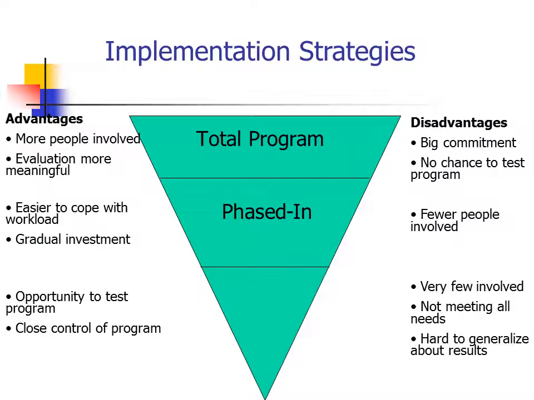Phased in, and we'll look at that in more detail in a minute, would gradually implement the program components and then bring in more people as you go along. And then pilot testing would be the smallest number of participants. Actually you don't usually use actual participants, but you use people that would be like the priority population that would be in your program, and you basically test out your procedures to make sure that everything's working.